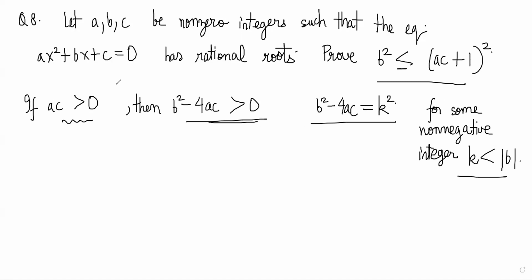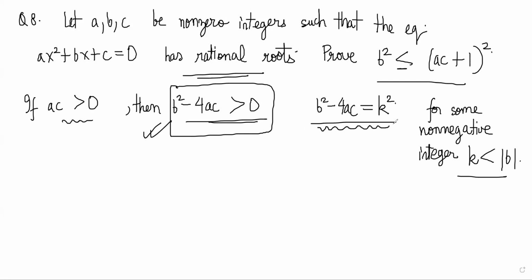See, we already know that the equation has rational roots. So this must be positive. This is correct. So the discriminant has to be positive to have rational roots, right? If it is positive, we can write it as equal to K square. Can we write it as equal to K square for some non-negative integer K? Right. Okay, correct. Why?